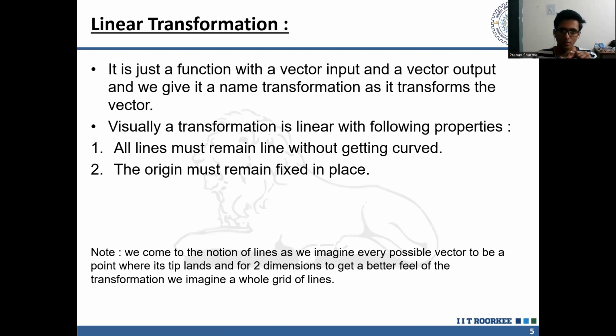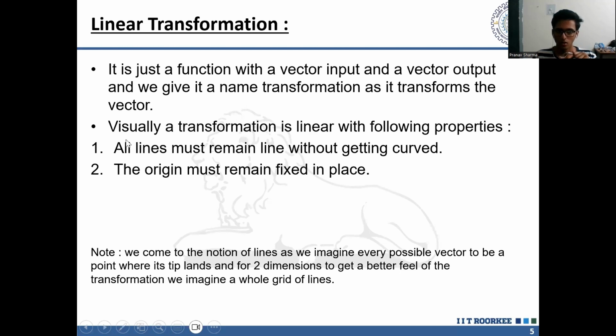So what is a linear transformation? It is similar to a function with a vector input and a vector output. We give it the name transformation as it transforms the vectors. Visually, a transformation is linear when it has the following two properties. First, all lines must remain lines without getting curved, and second, the origin must remain fixed in place.